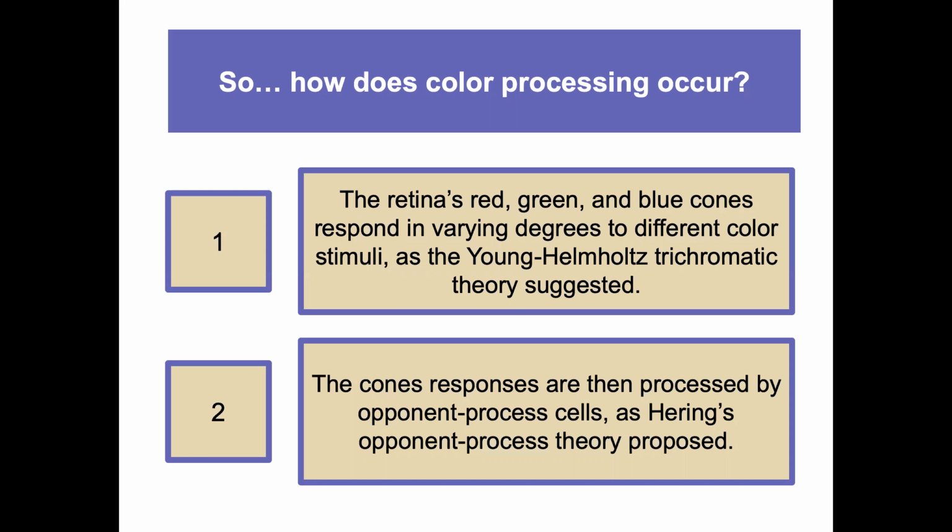So the Young-Helmholtz trichromatic theory shows that the retina contains color receptors for red, green, and blue. The opponent process theory shows that we have opponent process cells in the retina and the thalamus for red-green, blue-yellow, and white-black. These theories aren't in opposition to each other, they're sort of complementary, and they outline the two stages of color vision. The retina's receptors for red, green, and blue respond to different color stimuli, and the receptors' signals are then processed by the opponent process cells on their way to the visual cortex in the occipital lobe of your brain.